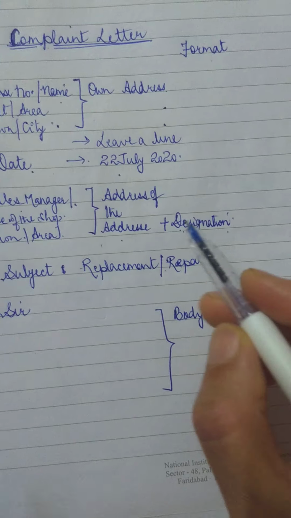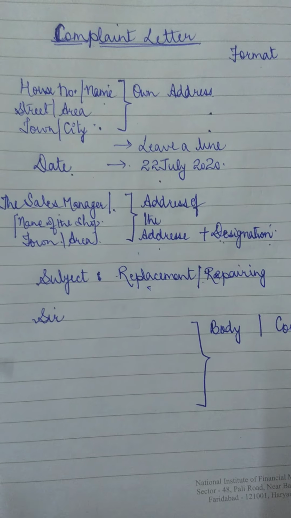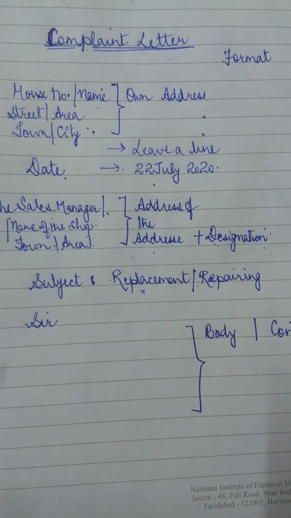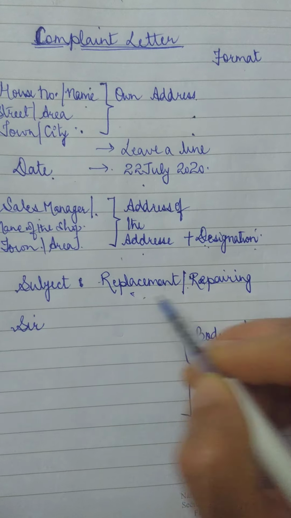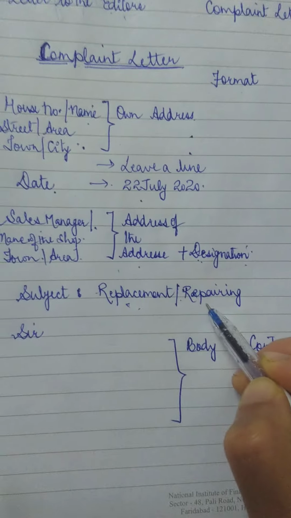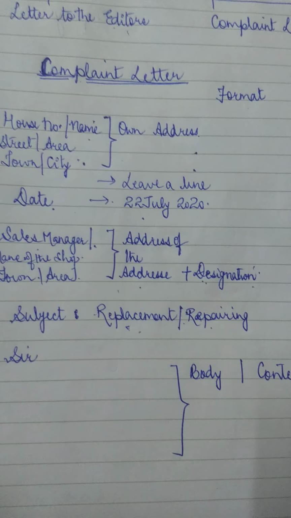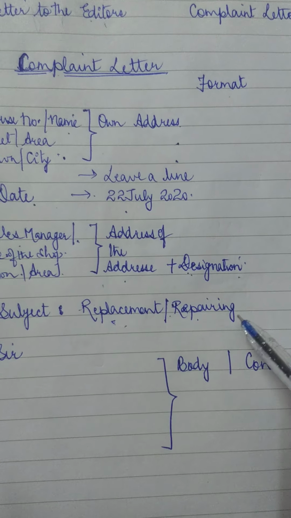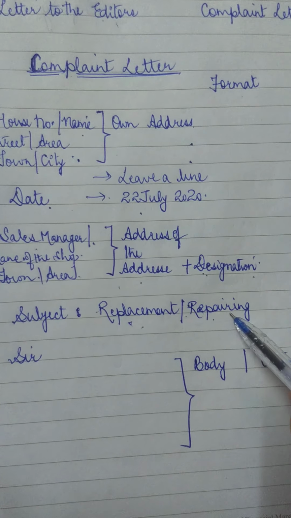So these are the two things that you're going to talk about. Either it will be replacement if the product that you've bought is totally defective. Okay, so you need a replacement for it. Or suppose it's a TV or a fridge or a washing machine that you have bought, and it's not working properly, it's not in proper working condition, so you're asking for a repair. Okay, you're asking to get it repaired.